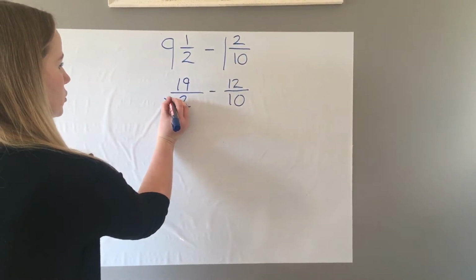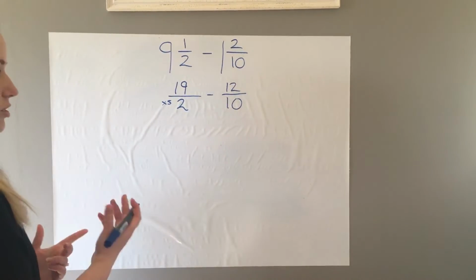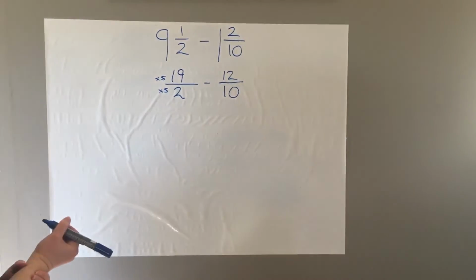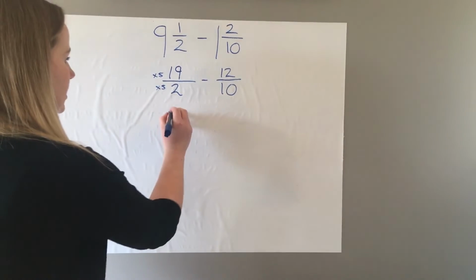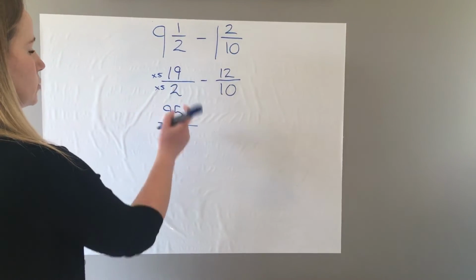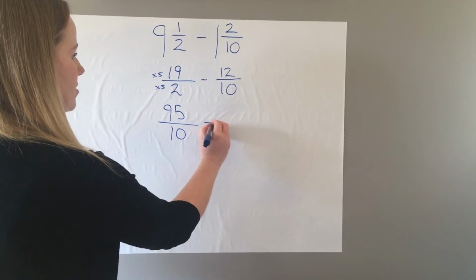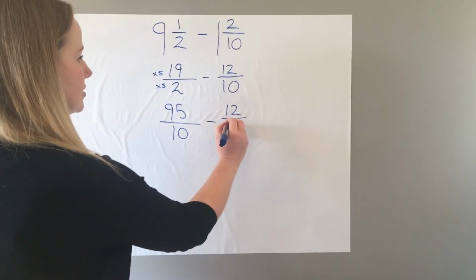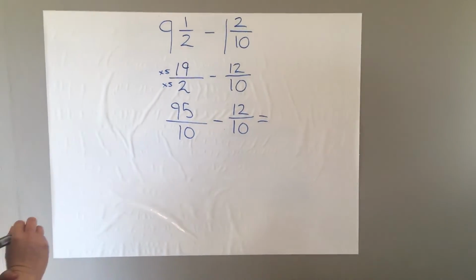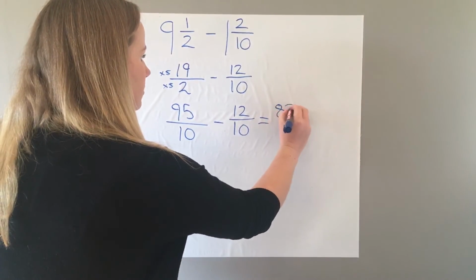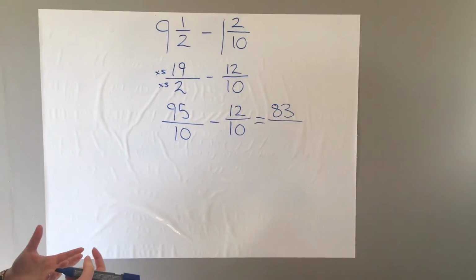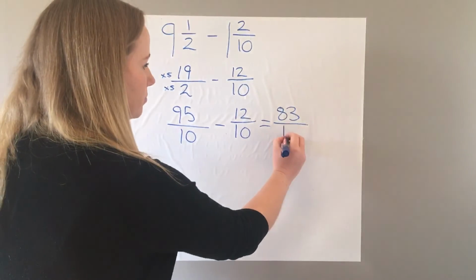I'm going to multiply the bottom by 5, and whatever I do to the bottom I have to do to the top. So I multiply my numerator by 5. So 5 times 19 is 95, and 5 times 2 is 10, and then this fraction here remains the same. So now I can do 95 subtract 12, which is 83. And my tenths remain the same because remember my denominator is showing how many equal parts make up the whole.